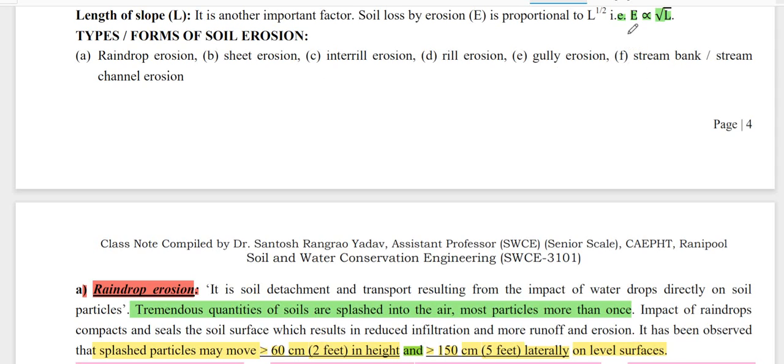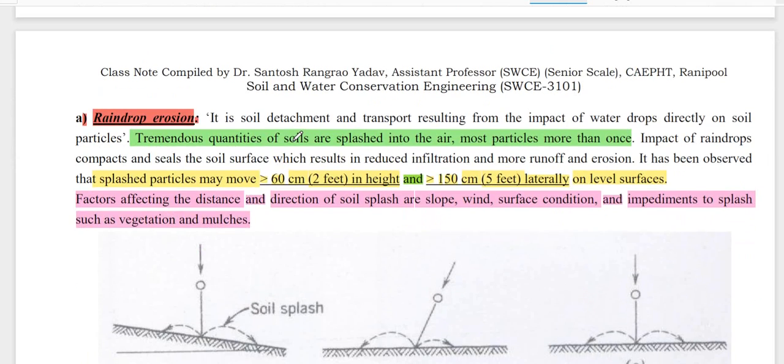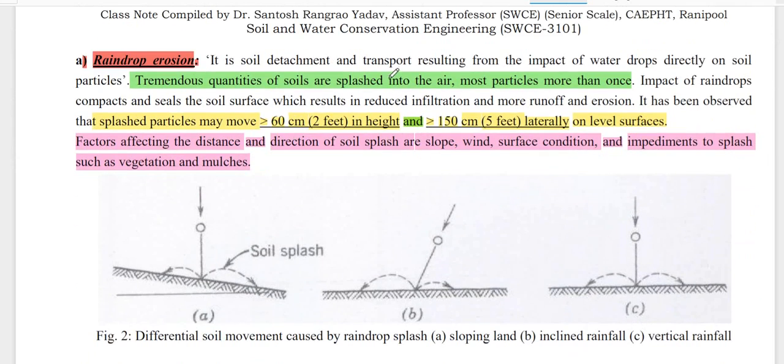Stream bank and stream channel are two different things. Okay, we will study, then we will know what that is. So let's start first with raindrop erosion. It is the detachment and transportation resulting from the impact of water drops directly on the soil particles. So it is simply the soil detachment and transport that results from the impact of raindrops only. Directly it will hit the soil particles, then the soil particles will detach and transport also.